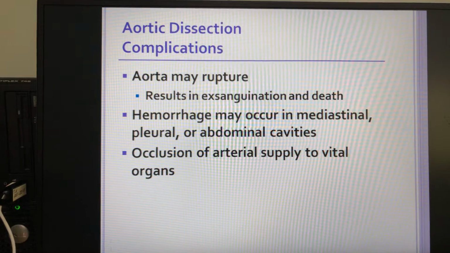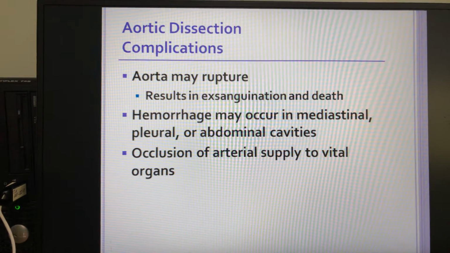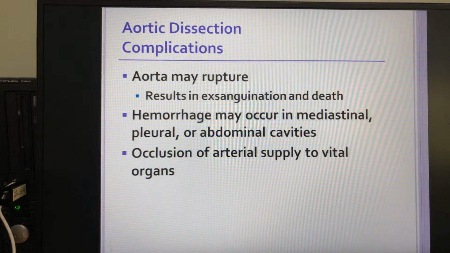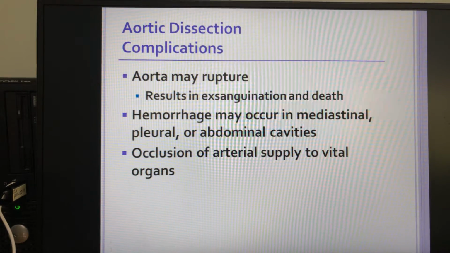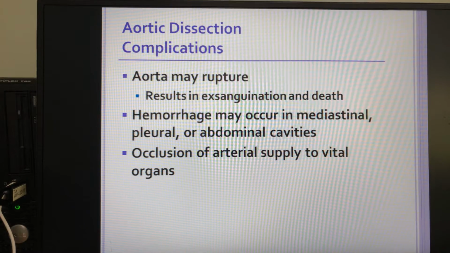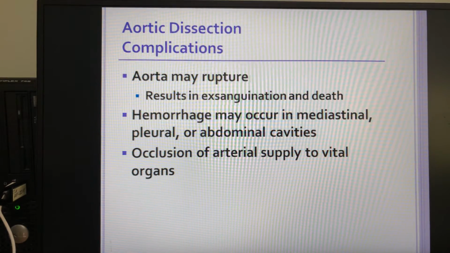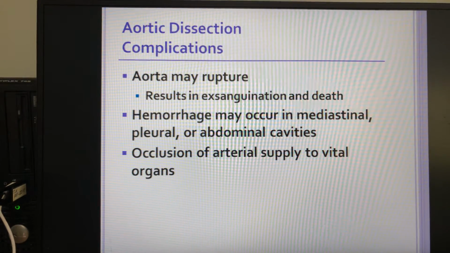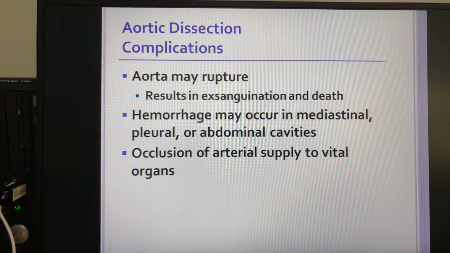A hemorrhage may occur in the mediastinal, pleural, or abdominal cavities. An occlusion of the arterial supply to vital organs may occur as well. So you will see symptoms of spinal cord ischemia, and again, they range from weakness and decreased sensation. They rarely have complete lower extremity paralysis. That is rare, but not impossible.